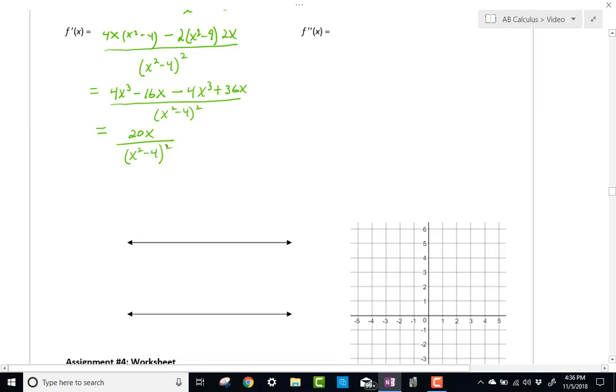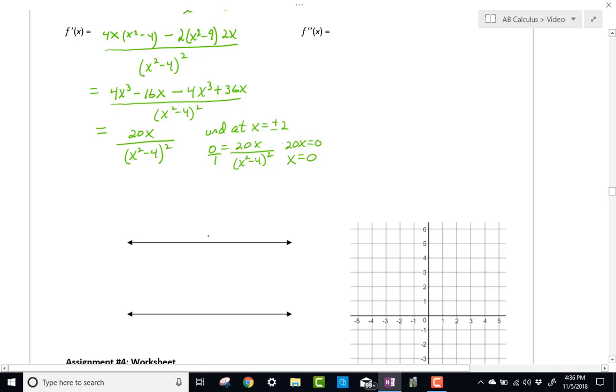Okay, so let me see. The first thing we want to look for is critical values again. So we are undefined. What makes my denominator equal to 0? We're undefined at x equals plus and minus 2. And if you set this equal to 0, I'll show the work here: 0 equals 20x over x squared minus 4, squared. If you cross multiply that, you get 20x equal to 0, which means that x is equal to 0. So there are our 3 critical values on this one.